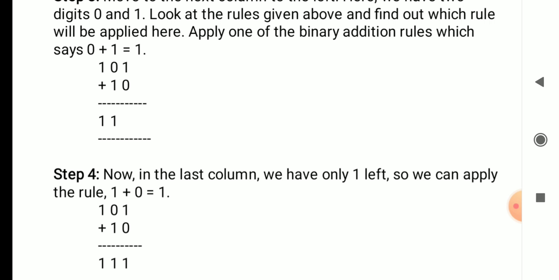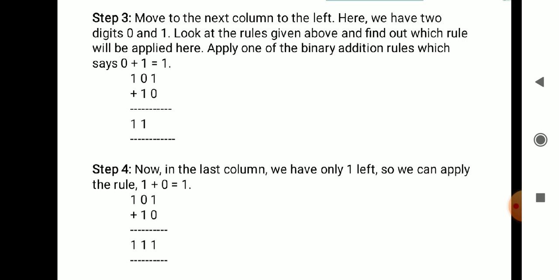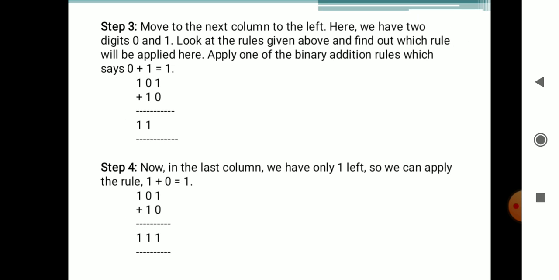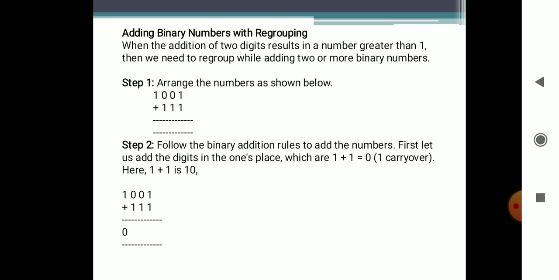There is no need of performing regrouping here because we get only the results of either 0 or 1. When we add these two binary numbers, we get 1 1 1. That means if we get the result either as 0 or 1, there is no need for regrouping. But there may be cases when we need to perform regrouping. Let's see an example, adding binary numbers with regrouping.